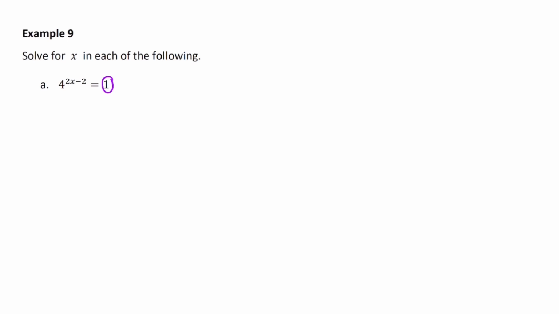Well, we know that anything to the power of 0 is equal to 1. So we can write this as 4 to the power of 2x minus 2 is equal to 4 to the power of 0. I haven't changed the 1, I've just rewritten the way it looks. And because these two values now have the same base, I can equate the powers. So 2x minus 2 equals 0, 2x equals 2, and x equals 1.